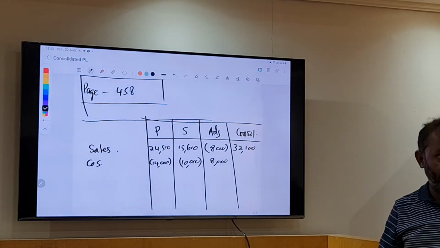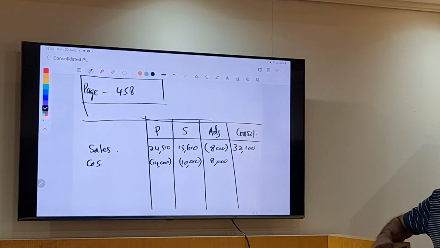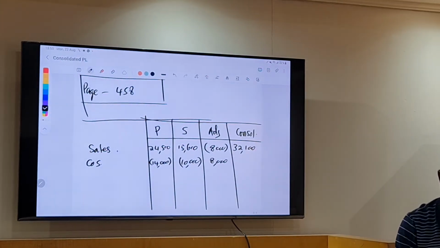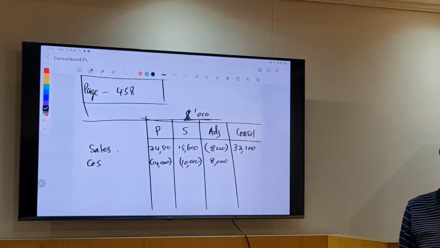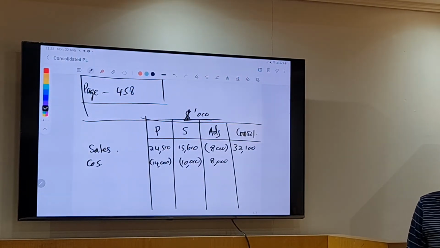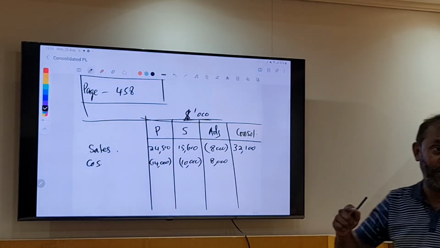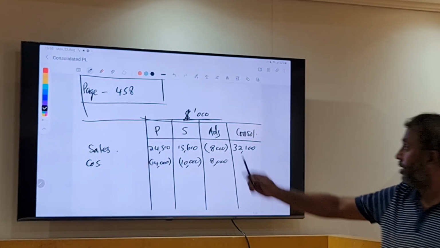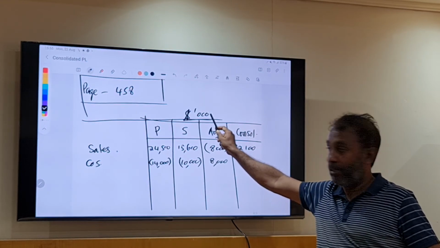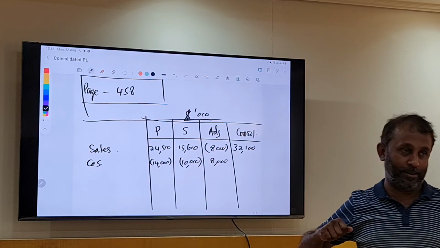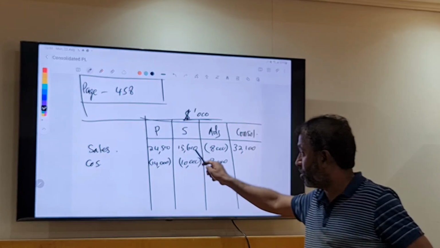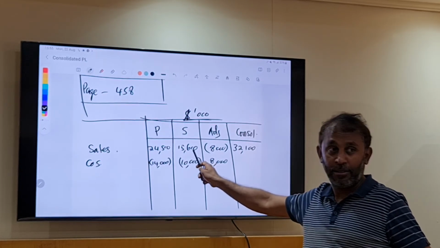Is this 8,000 or 8 million? 8 million. This is in dollars. The way the currency is written, $1,000. If you read this as 8,000, the actual value is 8 million. This 15,600 is 15,600,000.